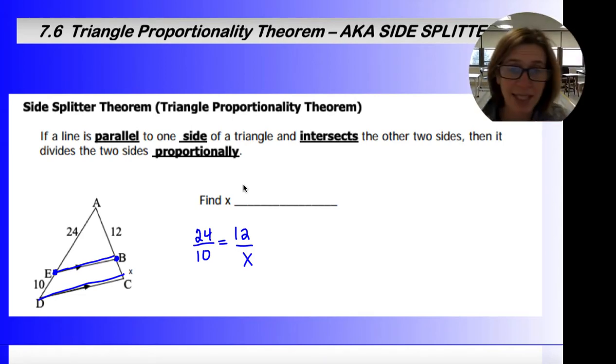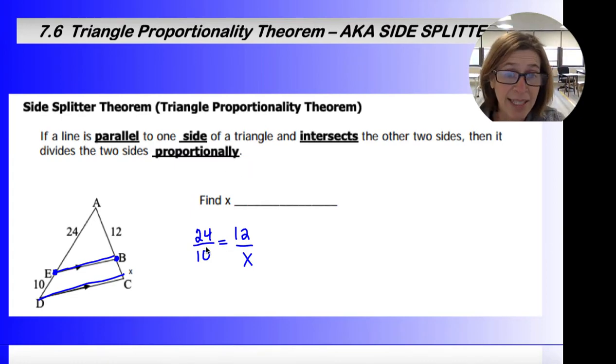I'm sorry, my battery's about to die. So, okay, and then I can simplify. So this becomes, let's see, 2 goes into both, so that's going to be 12 over 5. So now we can see that x would have to be 5.